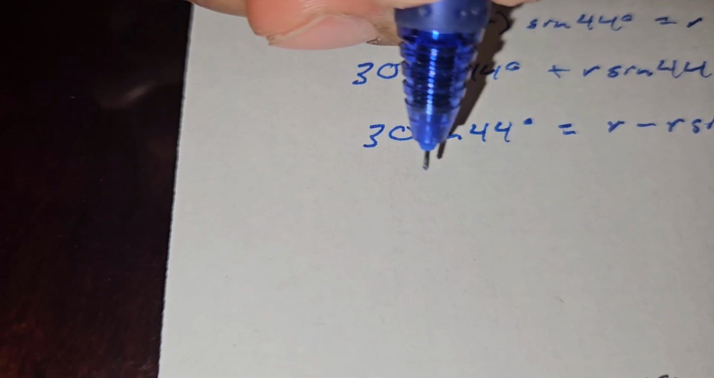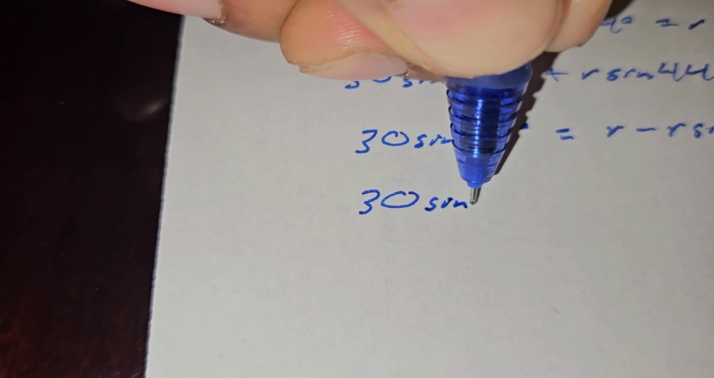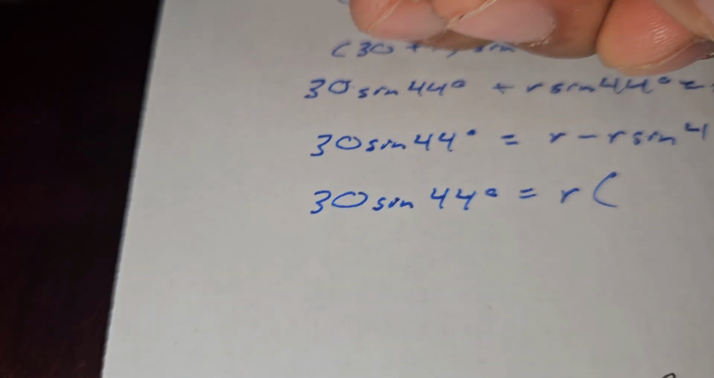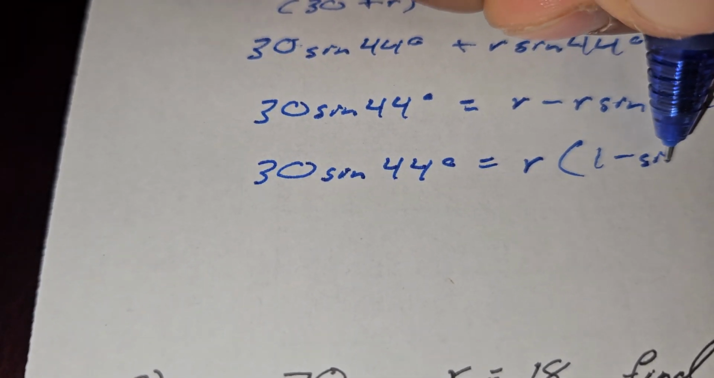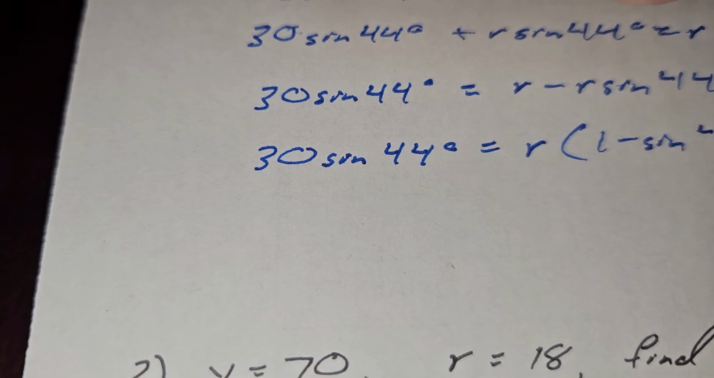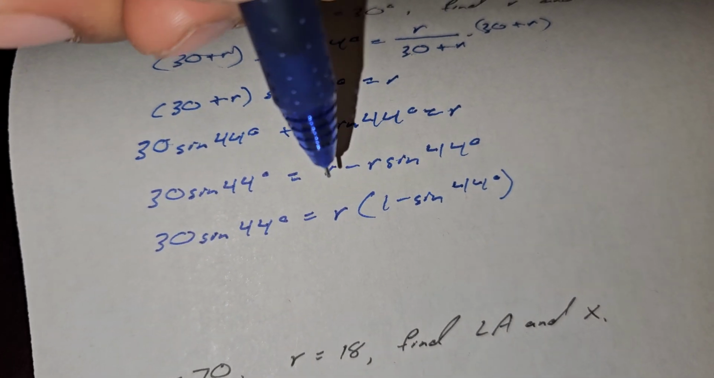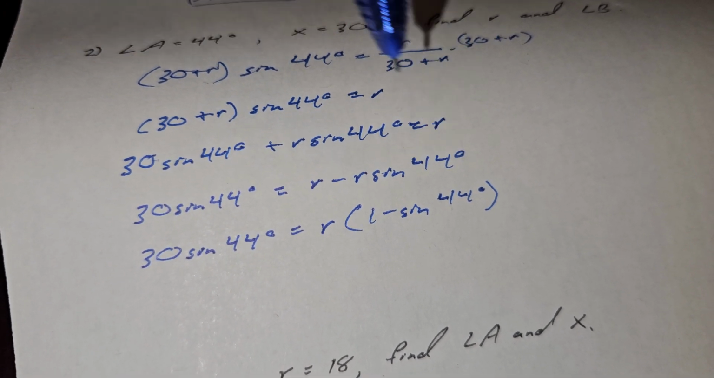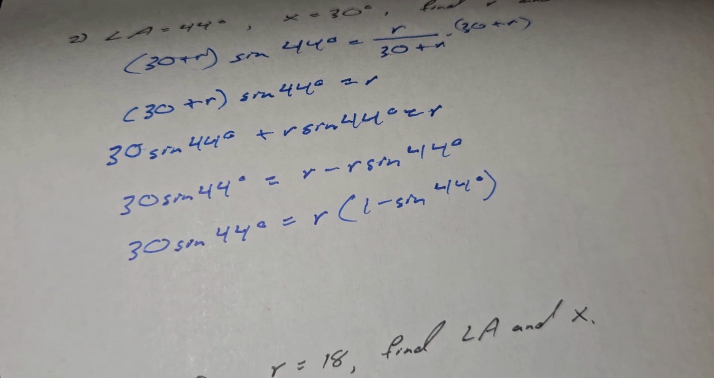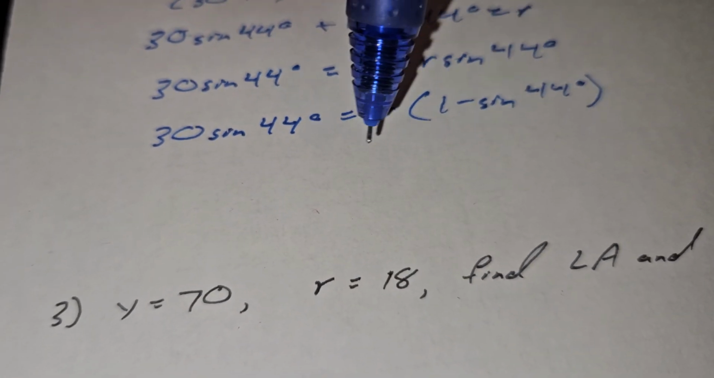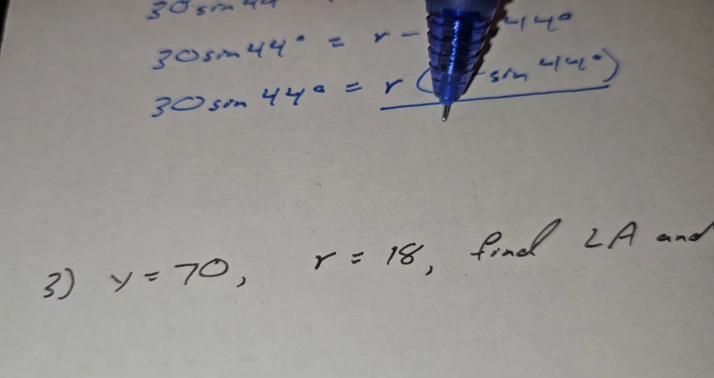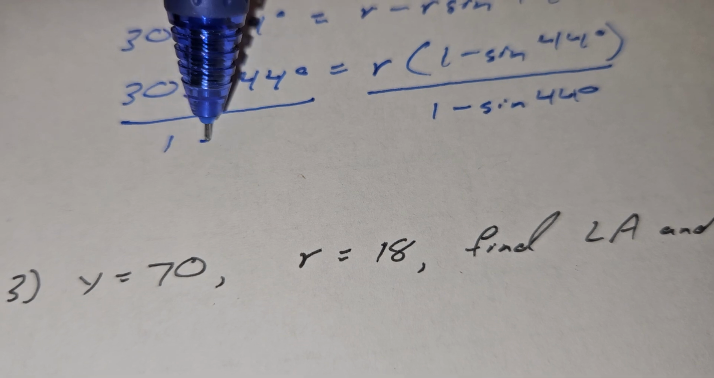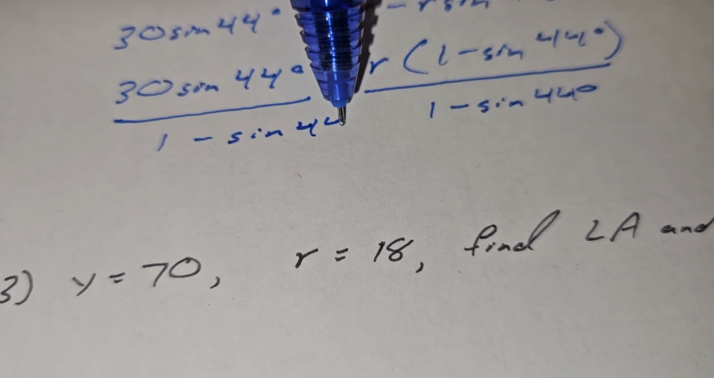So this is going to be 30 times sine of 44 degrees is equal to, let's factor an r, 1 minus sine of 44 degrees. Because if we multiply r by 1, that's going to give us r. We multiply r by minus sine of 44 degrees, it's going to give us minus r sine of 44 degrees. It's just some factoring. So now that we have r, let's divide both sides by 1 minus sine of 44 degrees.